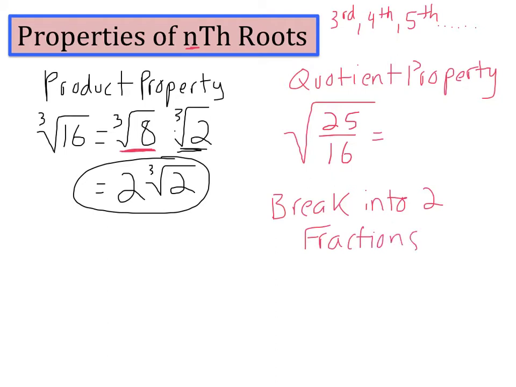So what we're going to have here is the square root of 25 over the square root of 16. And that's easy to work with. You know, the square root of 25 is equal to 5, and the square root of 16 is 4.